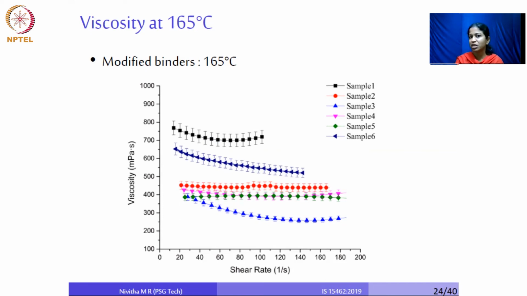It only gives you the procedure for how to measure the viscosity. Suppose your material is non-Newtonian at 150 degrees Celsius, at what shear rate should we be measuring the viscosity? That is something which has to be looked into when you are trying to measure the viscosity at 150 degrees Celsius for this particular material.